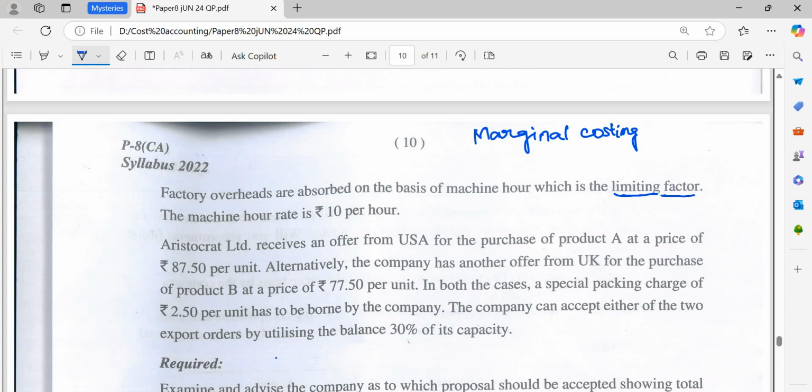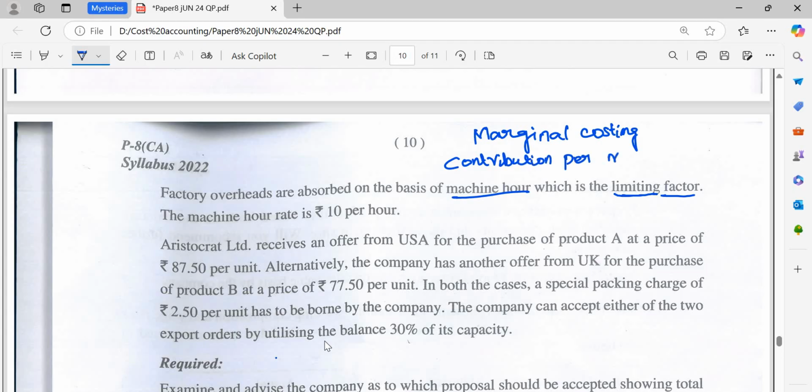So remember, whenever we have a limiting factor, for example, if the limiting factor is raw materials, then you need to calculate contribution per kg of raw material. If it is labor hours, we need to calculate contribution per labor hour. So in this question, machine hour is the limiting factor. So what we need to calculate? Contribution per machine hour.